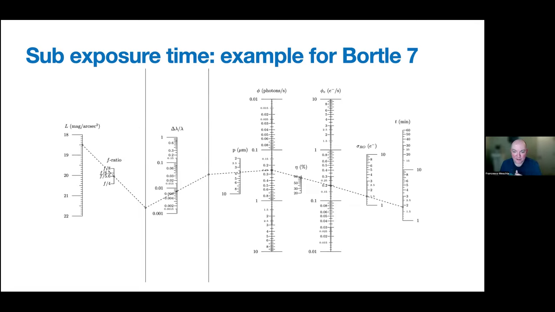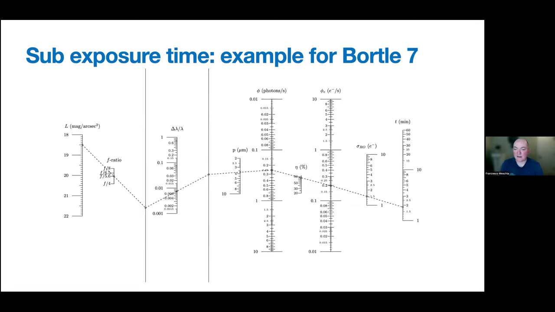And I'm gonna draw another line going through a point that corresponds to the pixel size of my camera. And this is gonna land somewhere on that scale called phi in photons per second. And that is the estimation of how many photons per second per pixel I'm going to receive from the background sky.